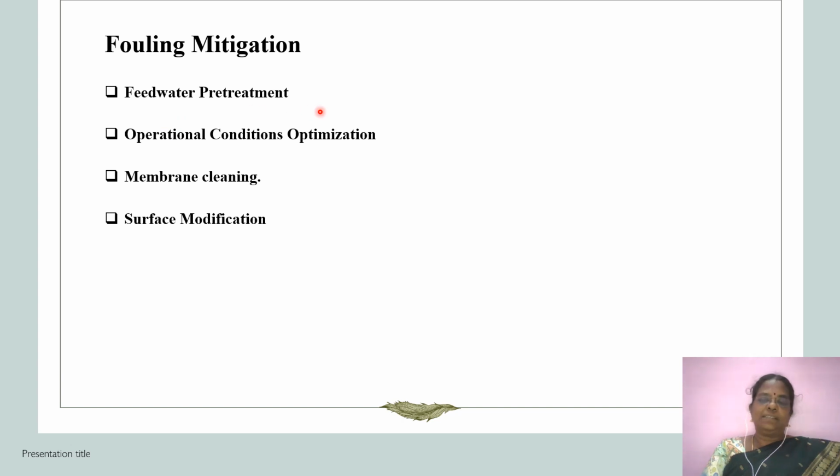So how to mitigate this fouling? It can be feed water pre-treatment. That is, while giving the input water itself, you have a pre-treated water so that fouling is very less, right? Operational condition optimization. So how do we operate this RO process? That can also minimize this fouling process.